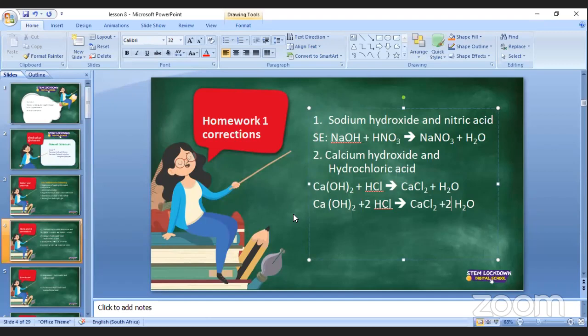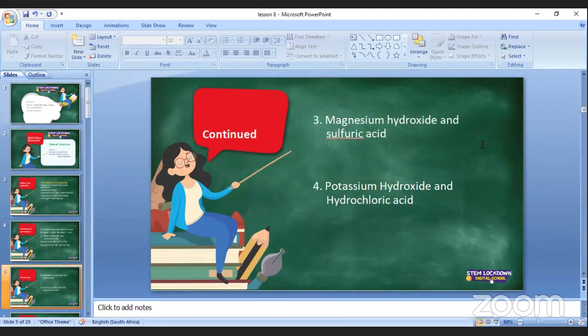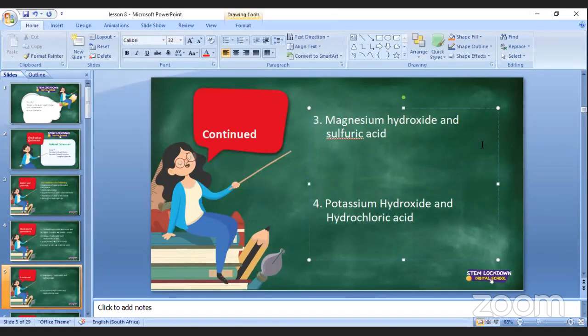Thank you very much. Let us move to the next question now. You were given calcium hydroxide. Oh, and sulfuric acid. No, you were not given calcium. You were given magnesium hydroxide and sulfuric acid. So it's magnesium hydroxide. Are we clear? There we go.